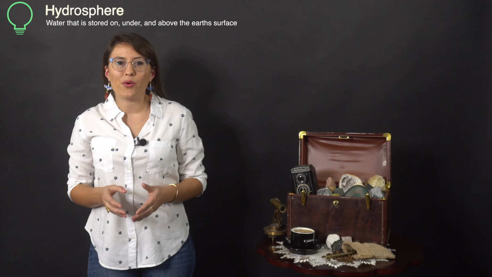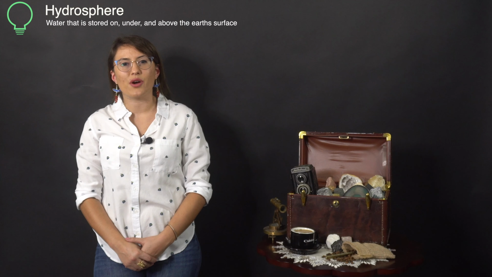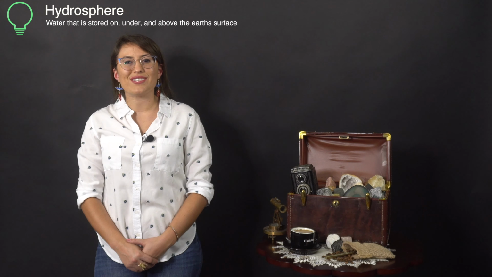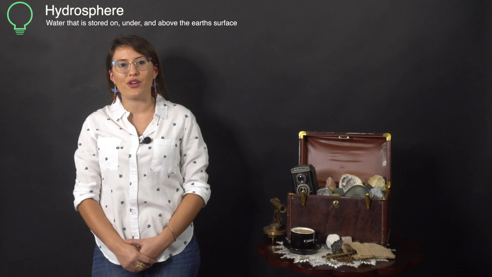When talking about the water that is stored on, under, or above the Earth's surface, this is known as a hydrosphere. The oceans are the largest reservoir of water, accounting for 97.5% of the Earth's water.